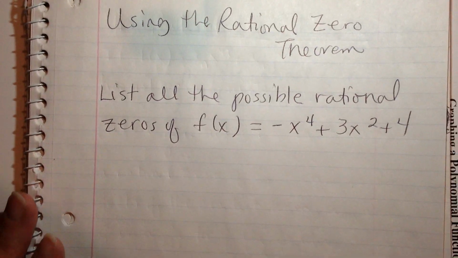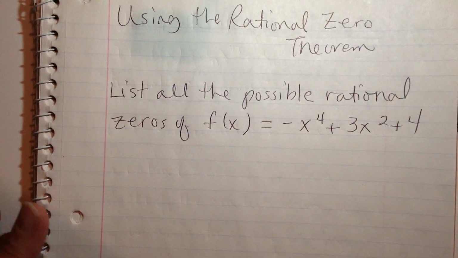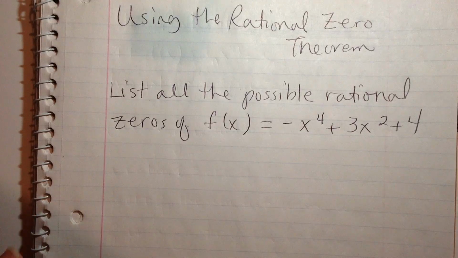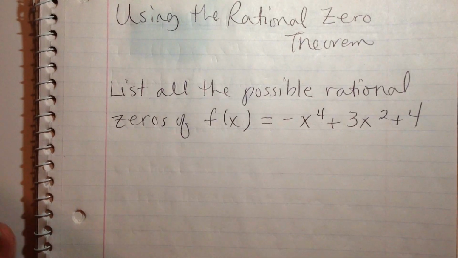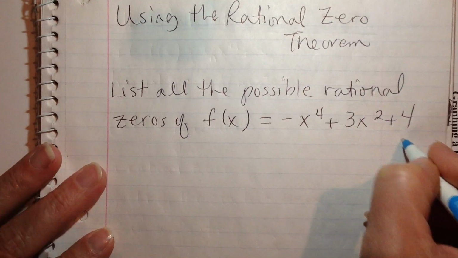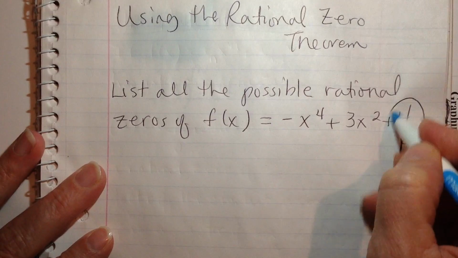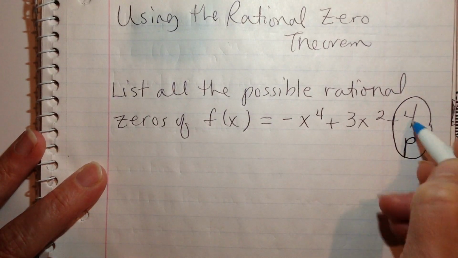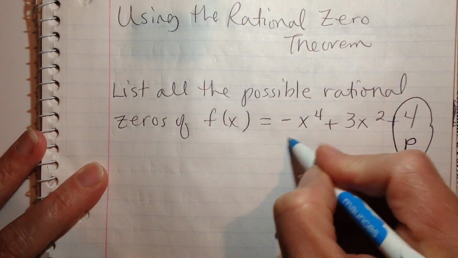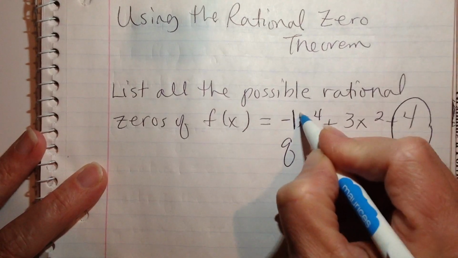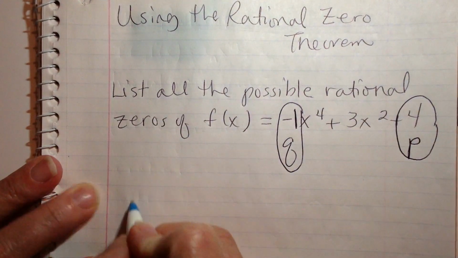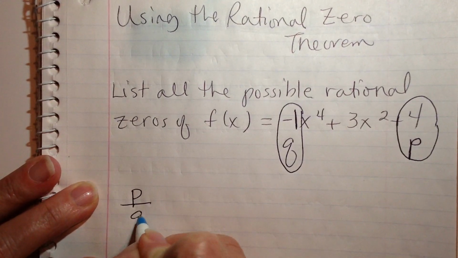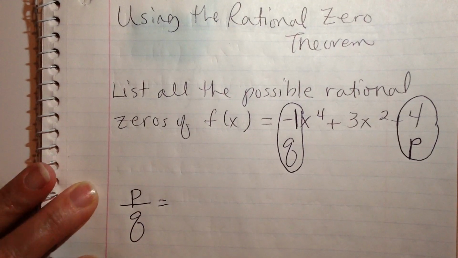Use the rational zero theorem. List all the possible rational zeros of f of x equals negative x to the fourth plus 3x squared plus 4. Recall that p is your constant, so my p is positive 4. q is your leading coefficient, which is negative 1. So we need to write all of the factors of p over all of the factors of q.